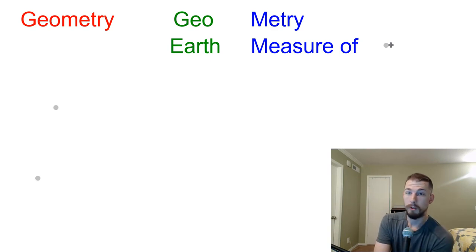So geometry, simply put, is the study of math where we are interested in different ways to measure and quantify the Earth and different things that appear in the Earth, namely different shapes. So rhombuses, kites, parallelograms, circles, three-dimensional shapes and stuff like that. How do we measure those shapes that appear in the Earth?